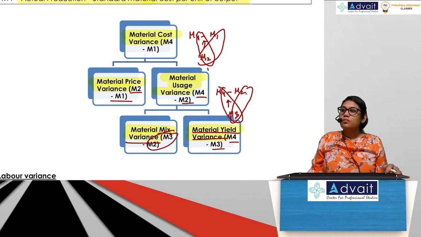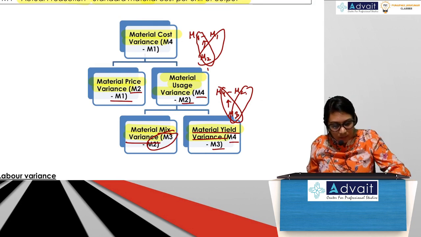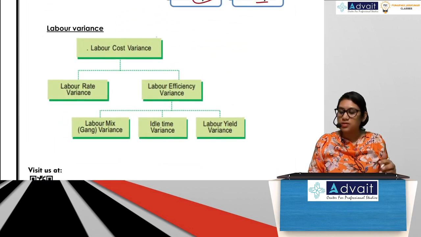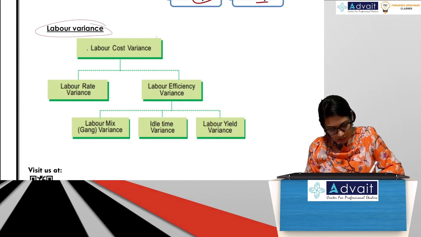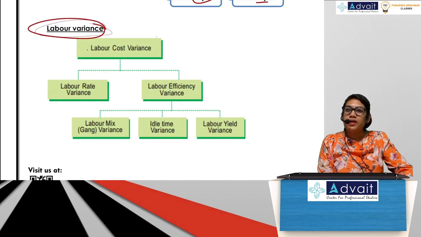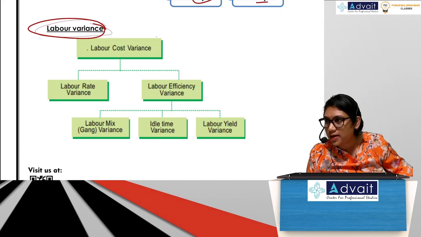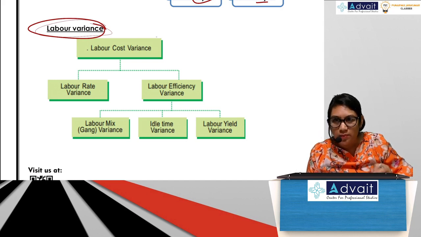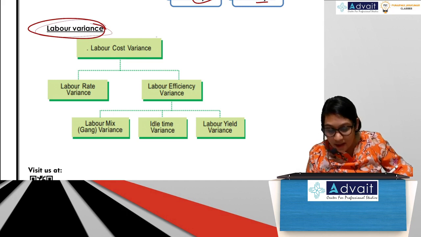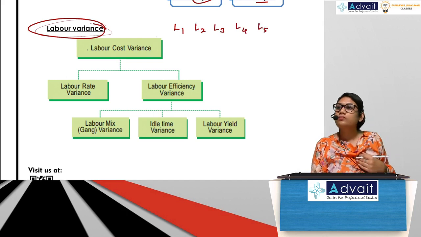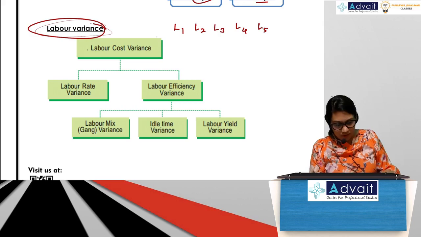Shall we solve a problem? Yes. Come, we'll read a problem. Labor variances. Now, unlike material variances, labor variances have 5 variants. Material variances had 4 variants, right? M1, M2, M3, M4. Labor has 5 variants: L1, L2, L3, L4, L5. Okay, so we'll see what these variants are.